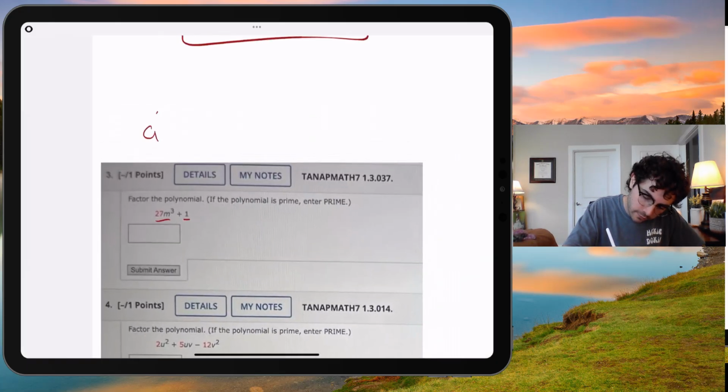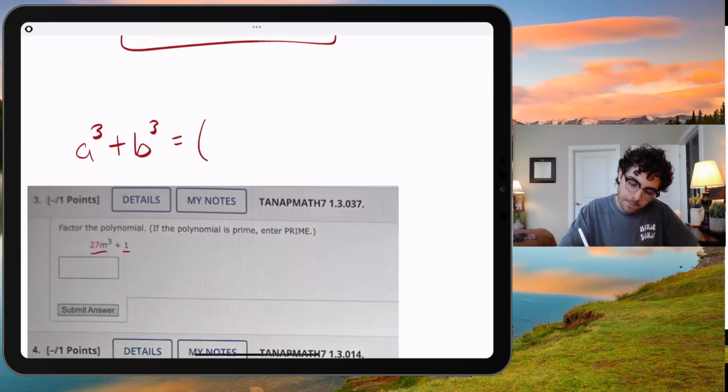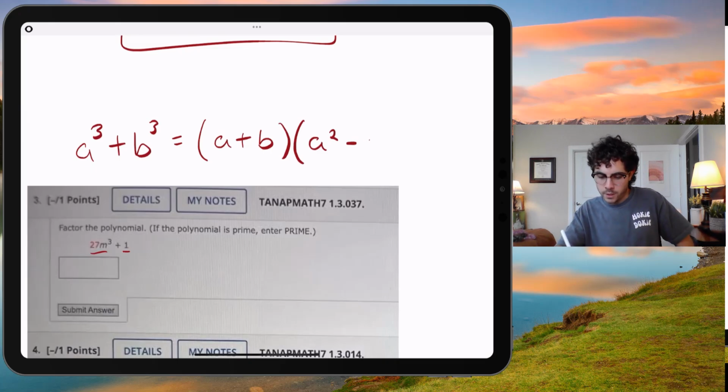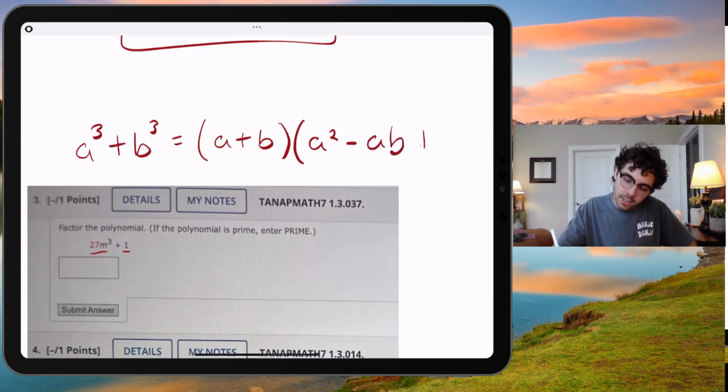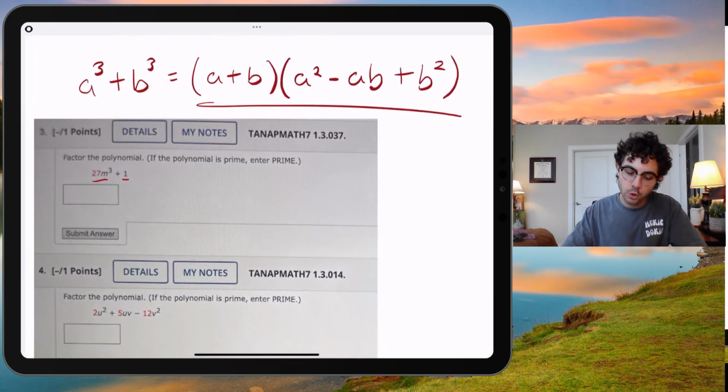So it might help knowing for the test the formula or the factors for a sum of two cubes and maybe also a difference of two cubes. So for the sum of two cubes, a cubed plus b cubed, it'll be a plus b times a squared minus ab plus b squared. So this is the formula for factoring a sum of two cubes.